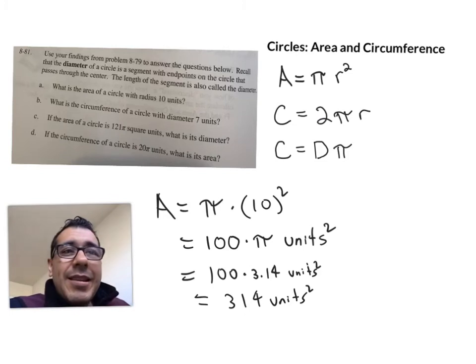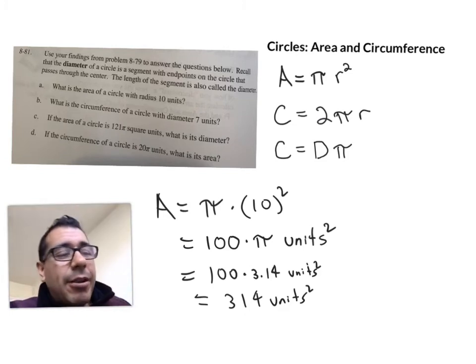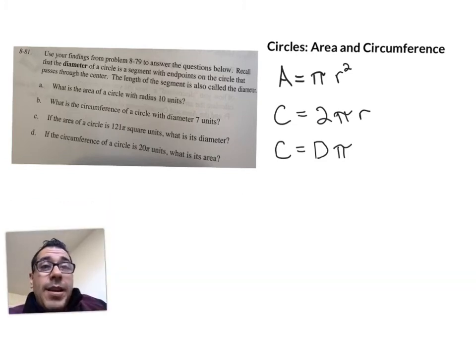All right, let's take a look at part B. What is the circumference of a circle with the diameter of 7 units? Notice we have two choices for circumference formulas. This top one we would use if they give us the radius. This bottom one we would use if they give us the diameter. That's what the D represents. In part B, they tell us the diameter is 7 units. So let's plug this in.